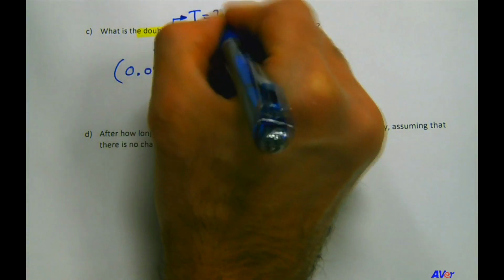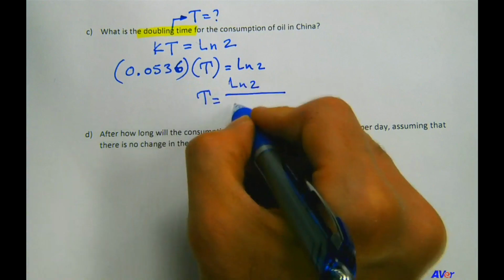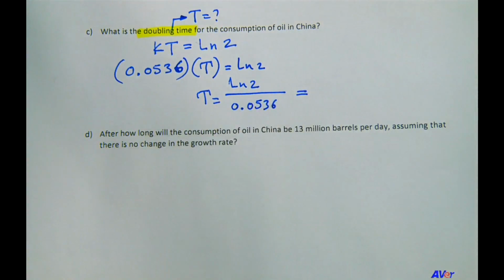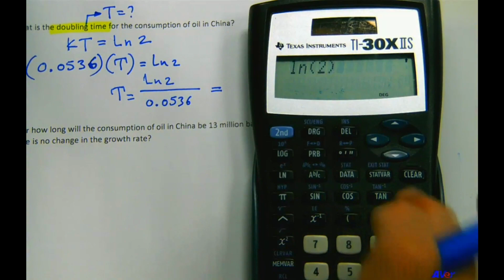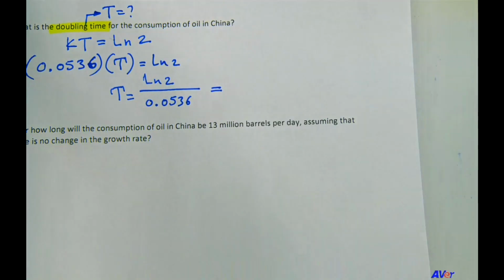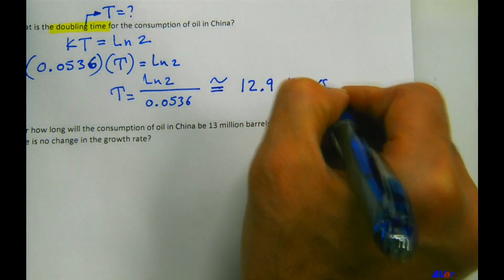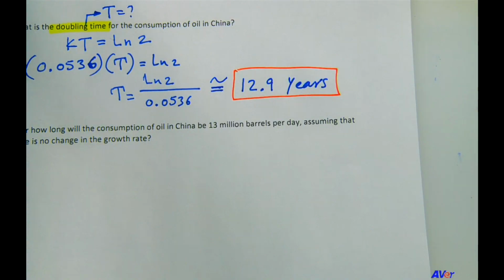That's T. Doubling time is natural log of 2 divided by this, right? Because we want to isolate T. 0.0536. Okay, that is equal to, let's find out, natural log of 2 divided by 0.0536. So 12.9 years, roughly 12.9 years. Okay. So that means every roughly 13 years, the daily consumption of oil in China will double itself.